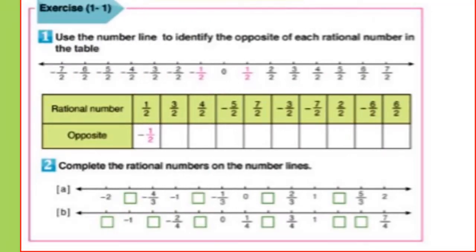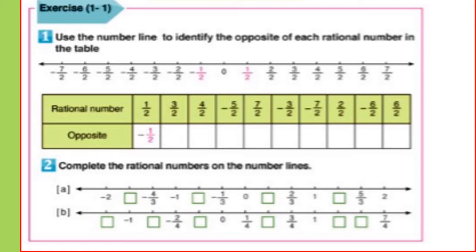And now from your school book, exercise number 1. Use the number line to identify the opposite of each rational number in the table. We know that the meaning of the opposite of a number is that it has the same distance. For example, the distance between half and 0 is the same as the distance between negative half and 0.